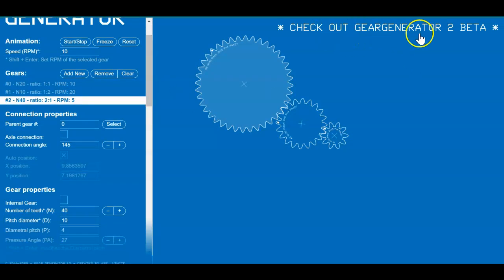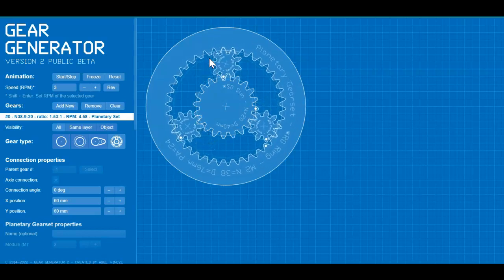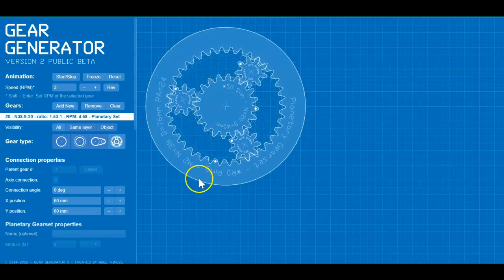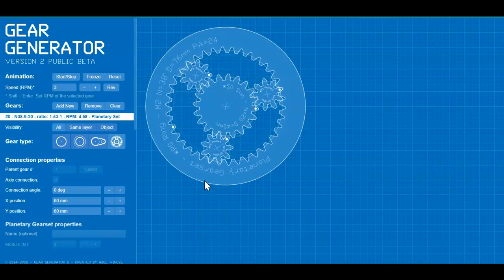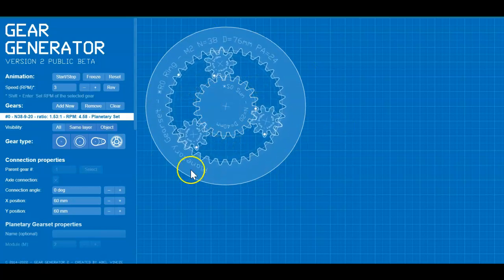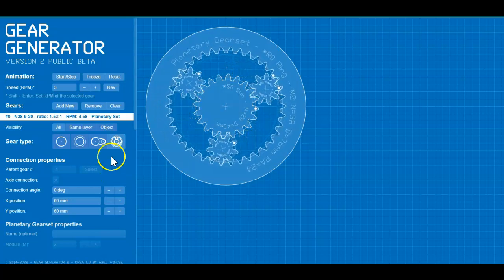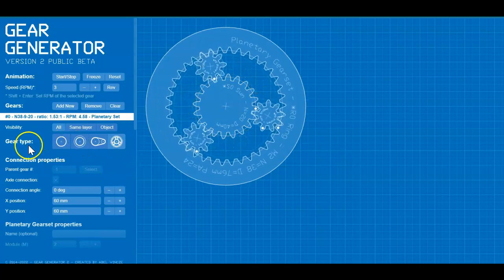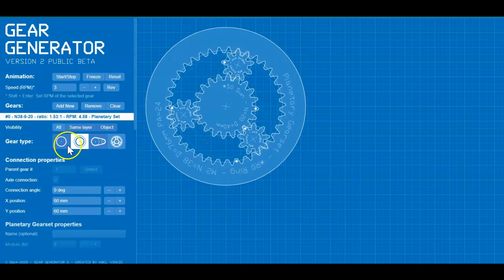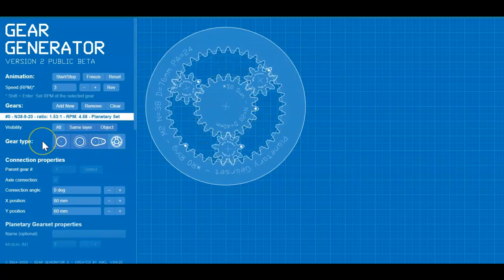Let's check out the Gear Generator 2 beta. So I'm going to click that. It takes us to the beta version right here, and this is kind of exciting, some new things on here. What you're looking at here are planetary gears. This is just the default, what you see when you open it up. Along here, we'll see different gear types. So that's one upgrade that they've given us here.